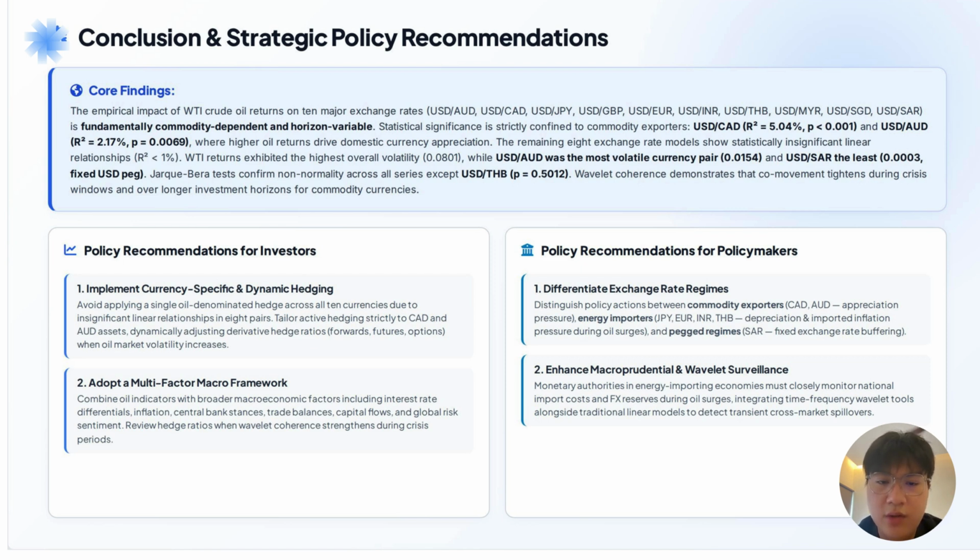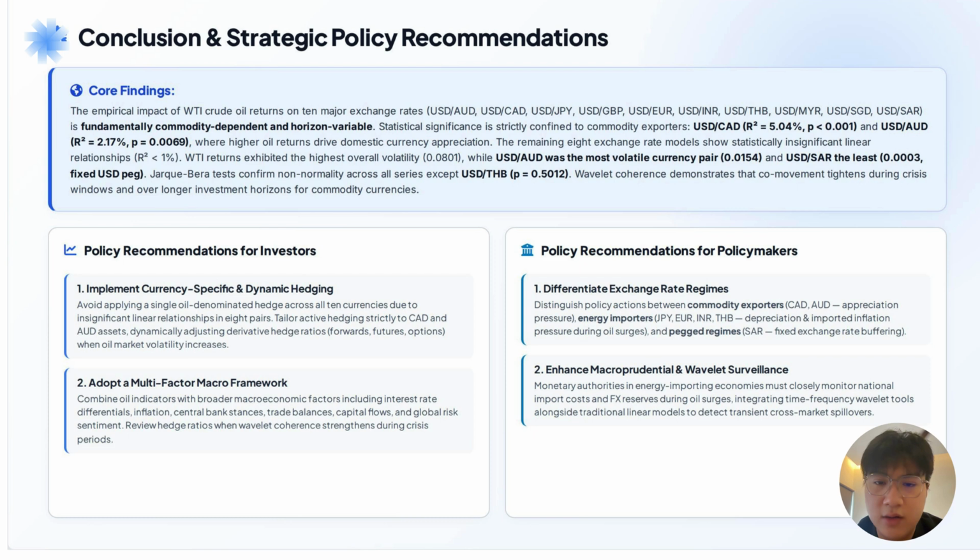The Jarque-Bera test confirmed non-normality across oil and 9 currency pairs, with the Thai baht being the sole exception, demonstrating normality with a p-value of 0.5012. Third, static linear OLS regression shows that statistical significance is strictly confined to commodity exporters. Specifically, USD over CAD recorded an R square of 5.04% with a p-value under 0.001, while USD over AUD recorded an R square of 2.17% with a p-value of 0.0069.